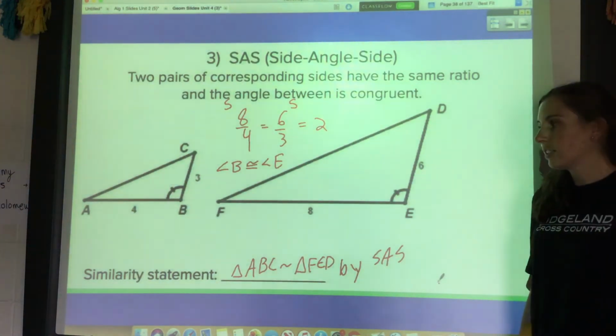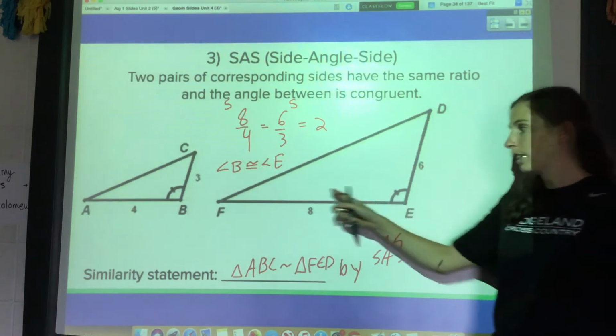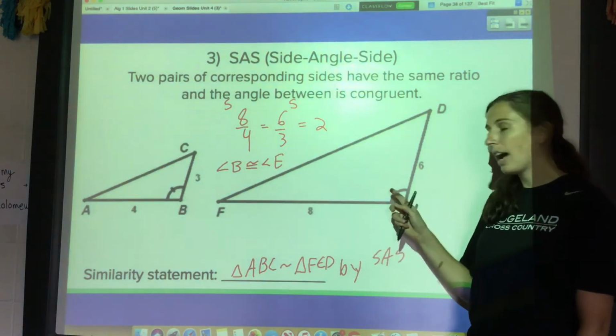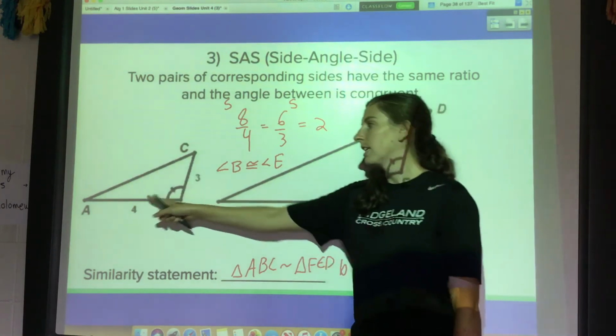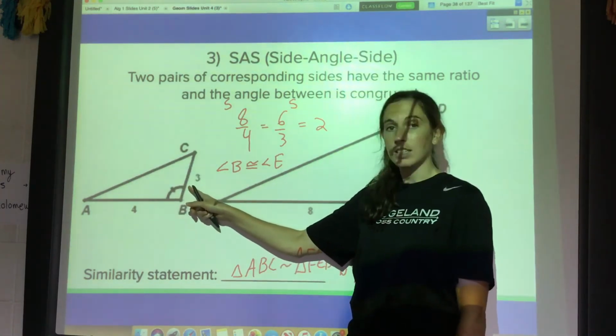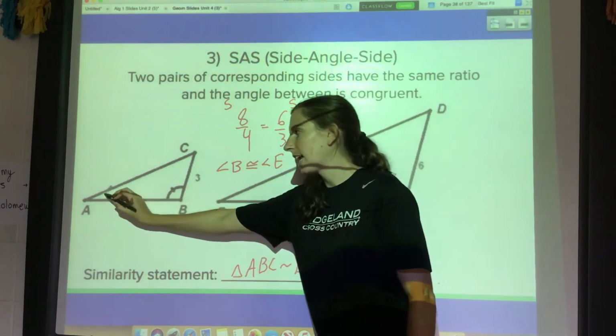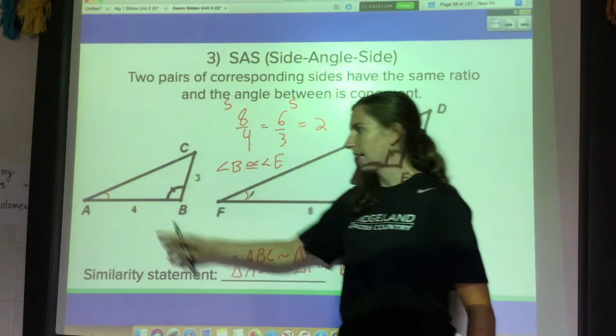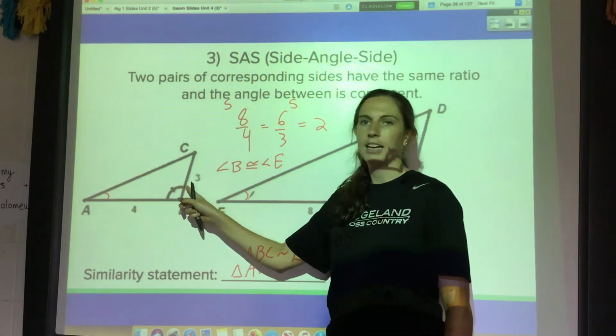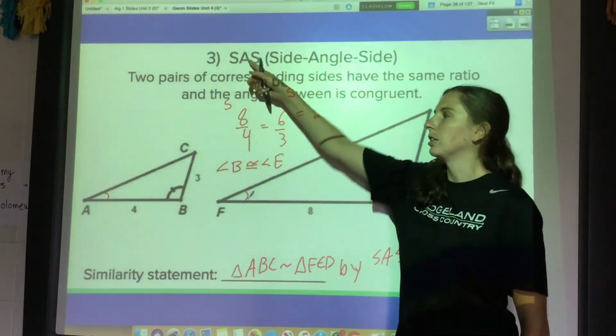Just to be clear, this does not count if the angle is like over here. The angle has to be in between the two sides. See how this angle is in between the two sides? It doesn't count if it were the angle over here and not this one. That would be an angle and then a side and a side. That doesn't count. It's got to be the angle in the middle.